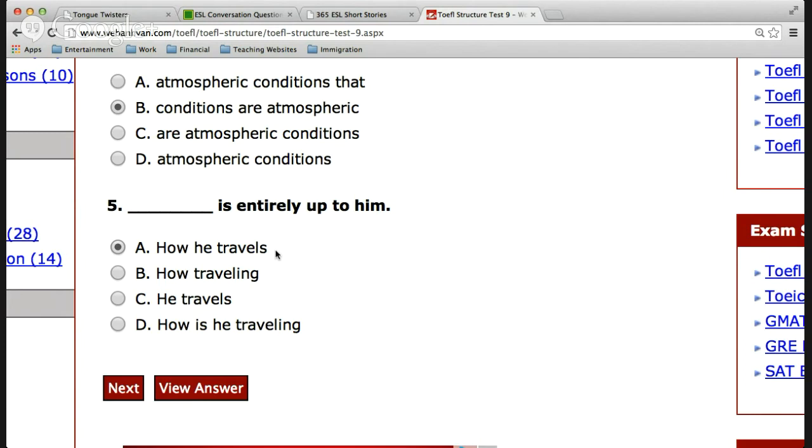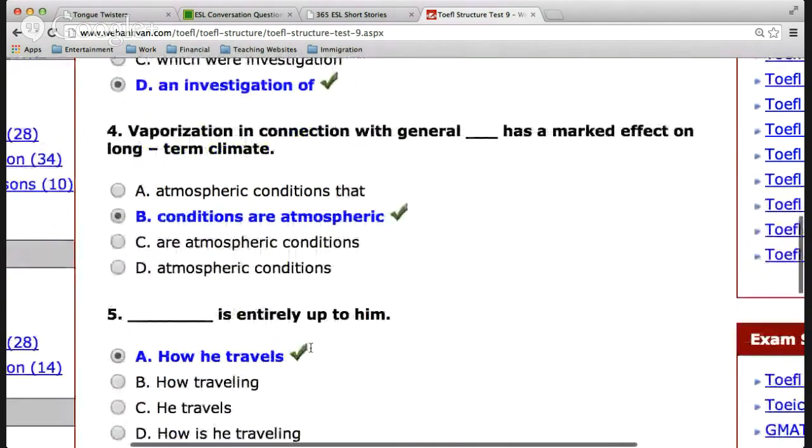Because they put him at the end. Yes. How he travels is entirely up to him. Letter D, it must be how he is traveling. Yes. D is how is he traveling? Yeah, D is a question. How is he traveling? Full stop. Yeah, it's not a question. So it's A. Good. Yeah, I want to be unique on this question.